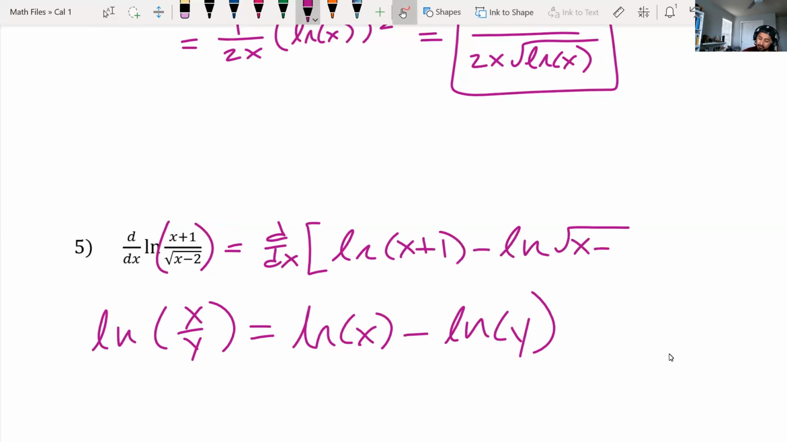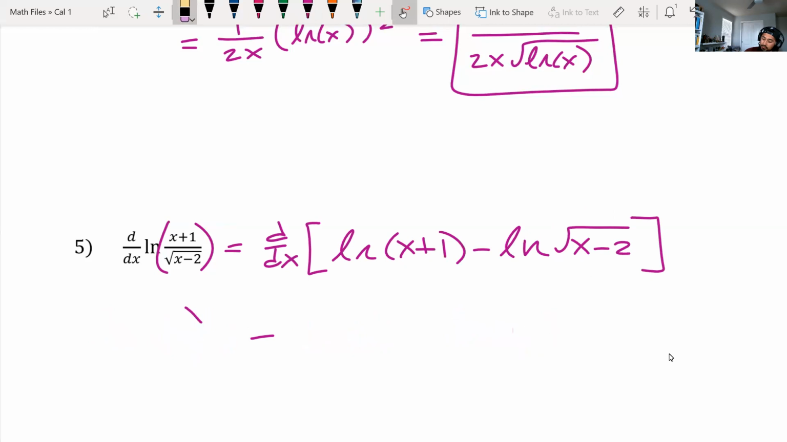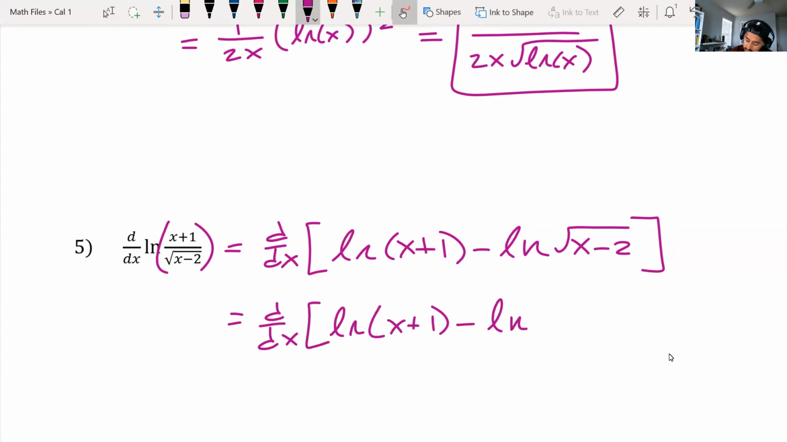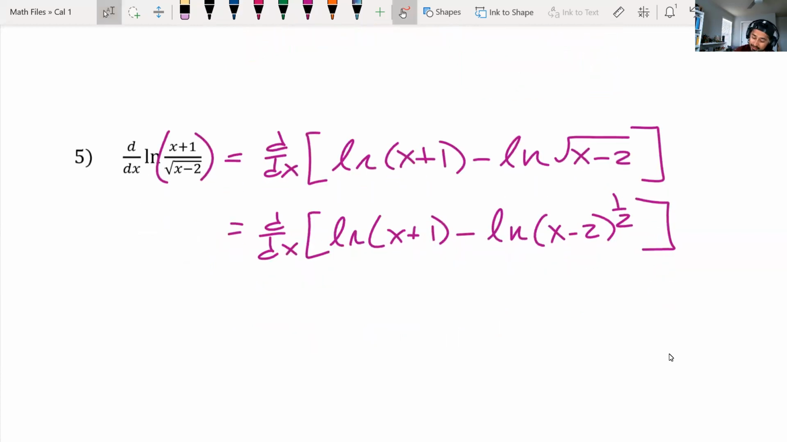Which means that our derivative just got easier. Which means that we're not done simplifying yet. We can't take the derivative yet because we have to rewrite this radical. Which means that you get d over dx of the natural log of x plus 1 minus the natural log of (x minus 2) to the 1/2. But now we're almost done. We can't take the derivative yet because what could you do with that 1/2?